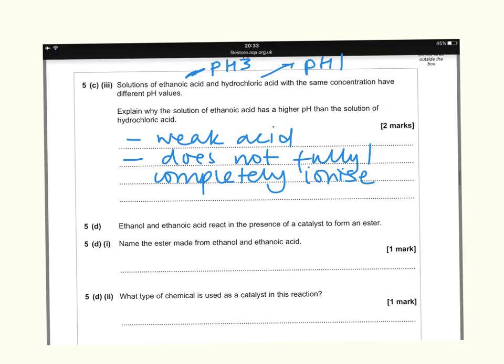Okay, part D, ethanol and ethanoic acid react in the presence of a catalyst to form an ester. Name the ester. Well, there's only one ester that we need to ever be able to name, which is ethyl ethanoate. D part 2, what type of chemical is used as a catalyst in this reaction? I mentioned it when we talked about the specification. It's an acid catalyst.